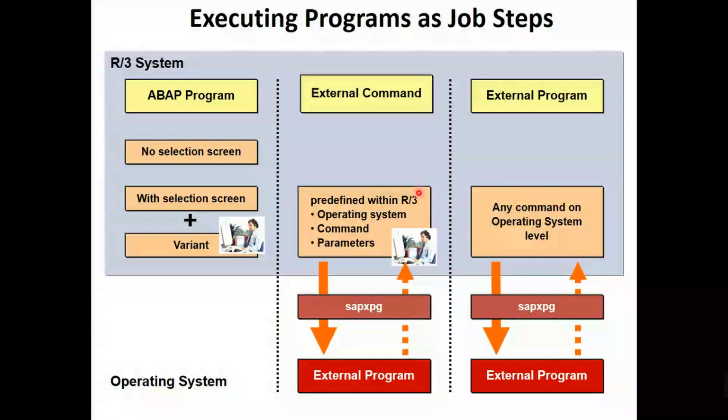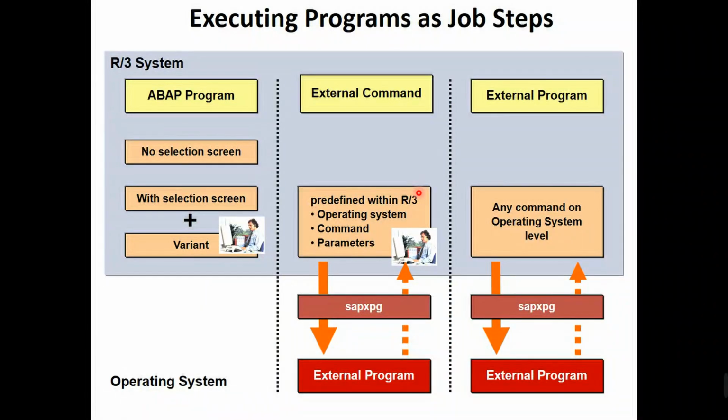Now, executing a program as job steps. When we start a job, there we have ABAP program and external command. With an operating system command, we can run the job, or with some external program. Here I am giving the condition for an ABAP program: once the ABAP program has run, only then will my job start to run. Next, external command. Say a few operating system commands I am going to run. After that command runs successfully, only then will my job start running in SAP.